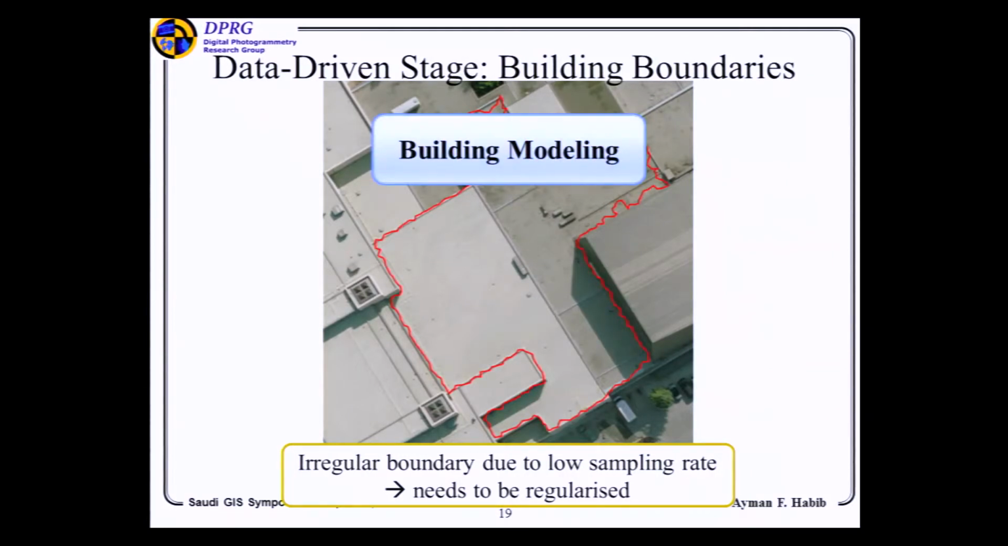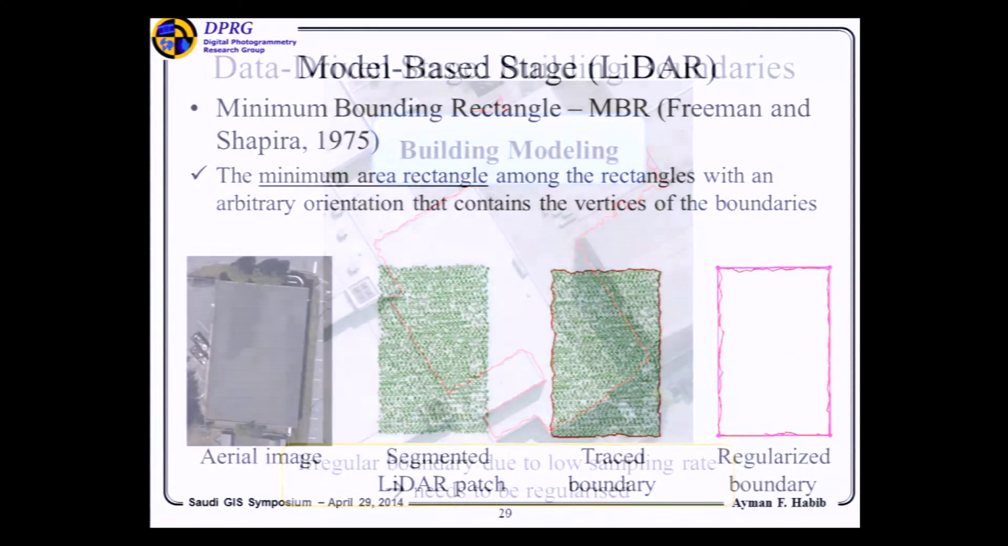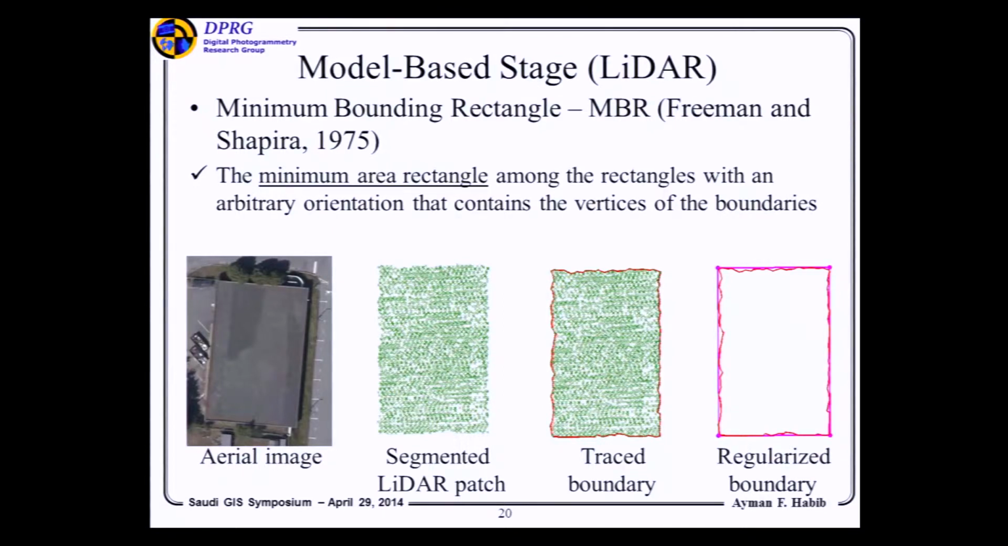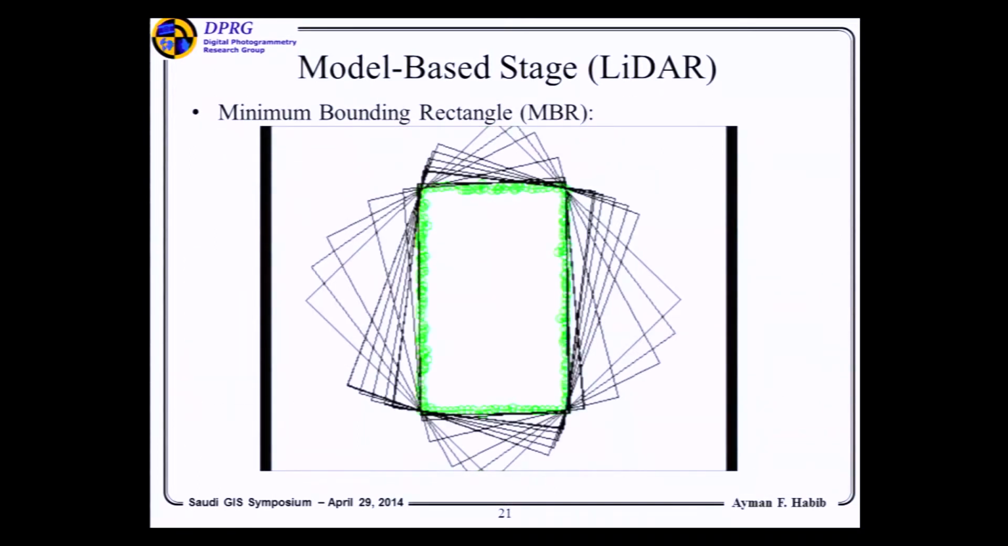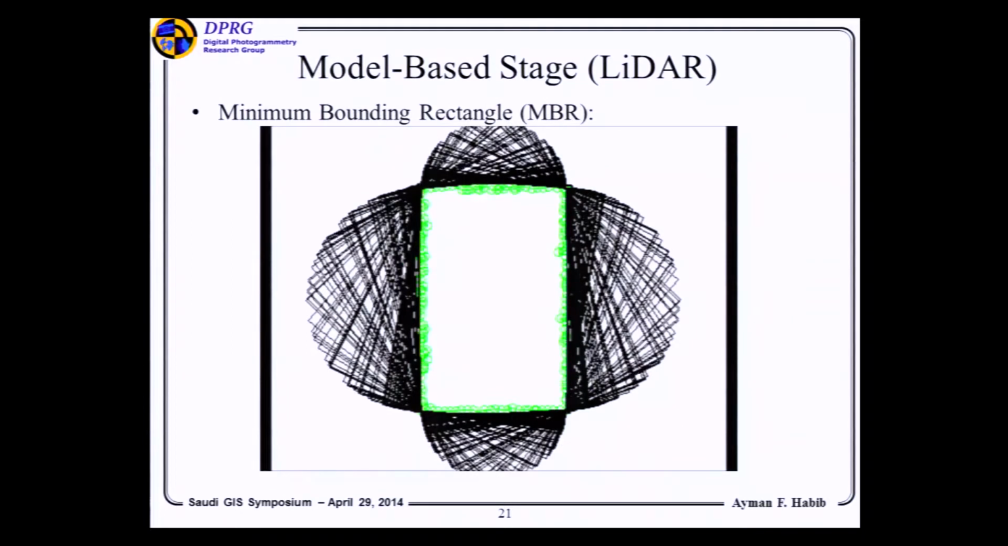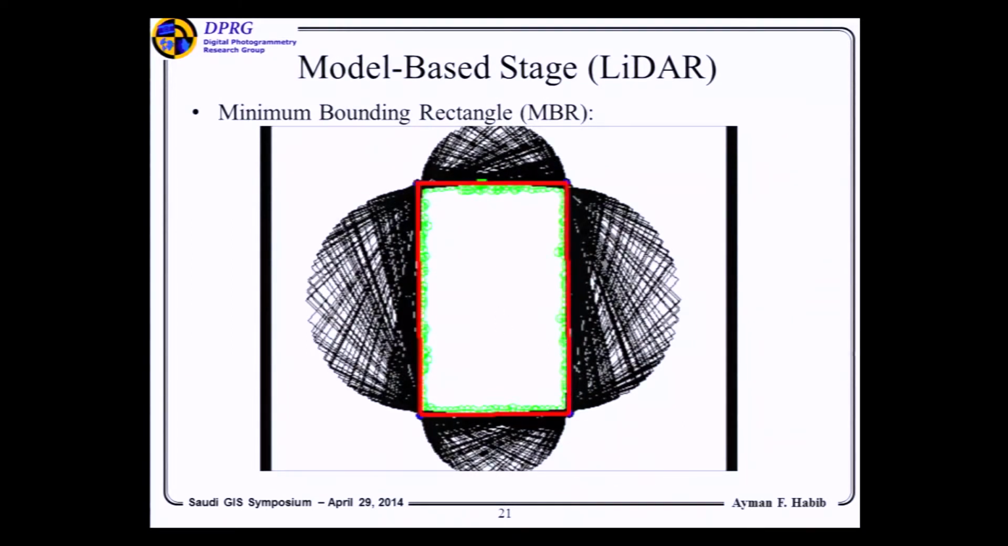So that's now the second part, which is the model-driven approach, or building modeling: how we can model these buildings and represent them with certain parameters. Let's start with the simplest buildings, which are rectangular buildings. For us, the building can be represented as a box. One of the nice ways to regularize this is what is called the minimum bounding rectangle. You take a boundary and try to find the rectangle with the minimum area that includes this part.